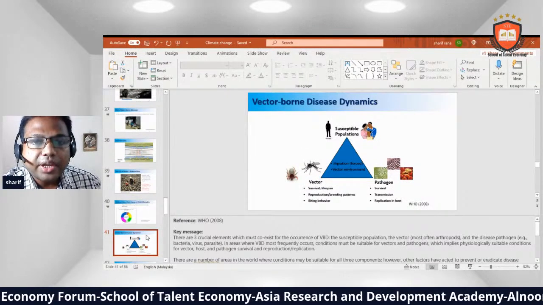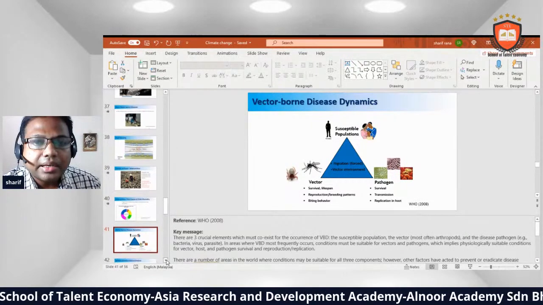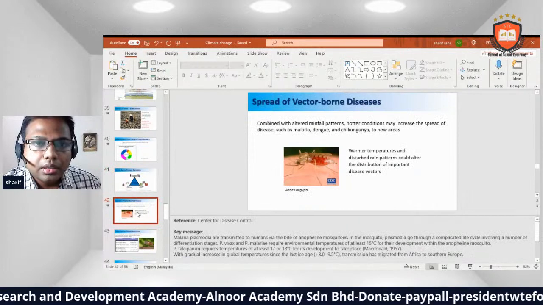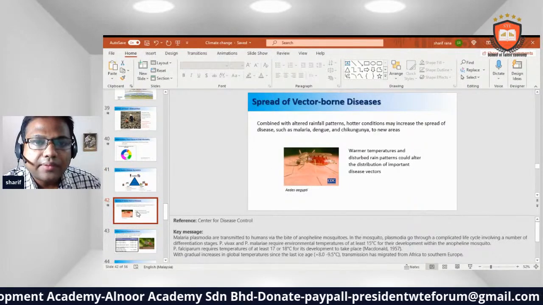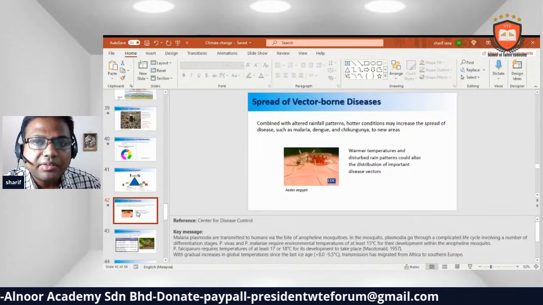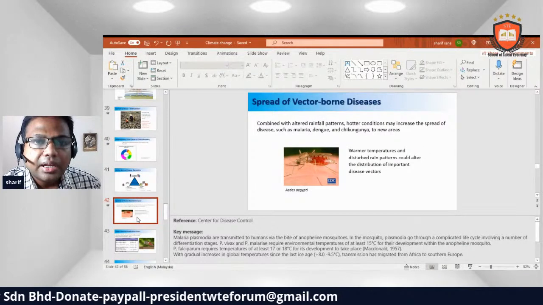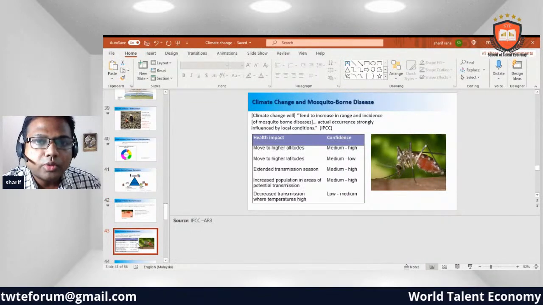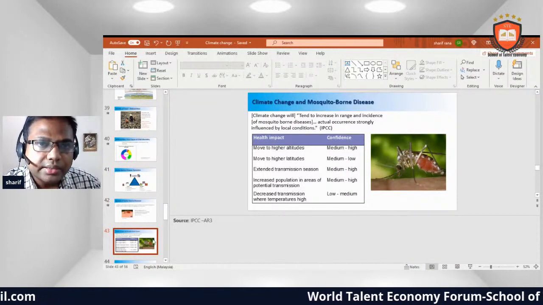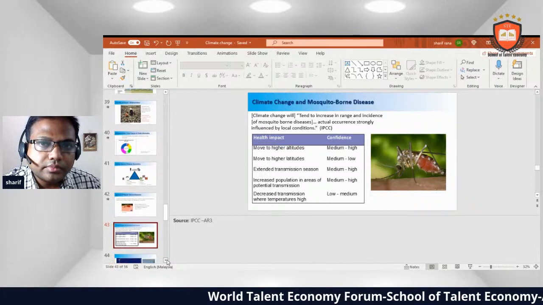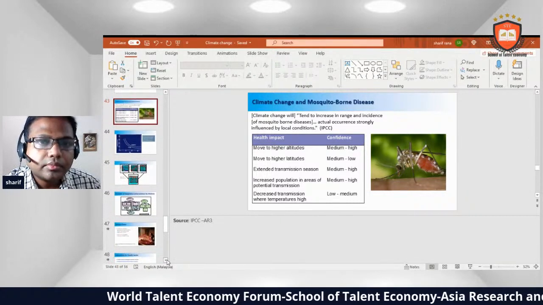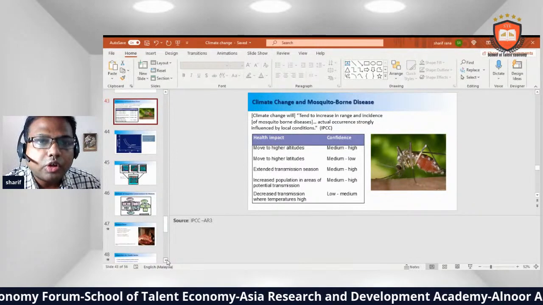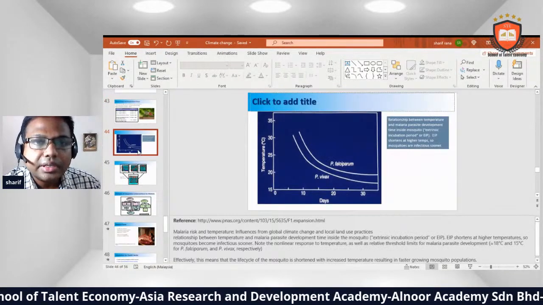Susceptible populations, vectors, pathogens. The spread of vector-borne disease, combined with altered rainfall patterns and hotter conditions, may increase the spread of diseases such as malaria, dengue, chikungunya, and into new areas. Climate change and mosquito-borne disease are also affected. The trend is to increase the range of incidence, but actual occurrence is strongly influenced by local conditions.